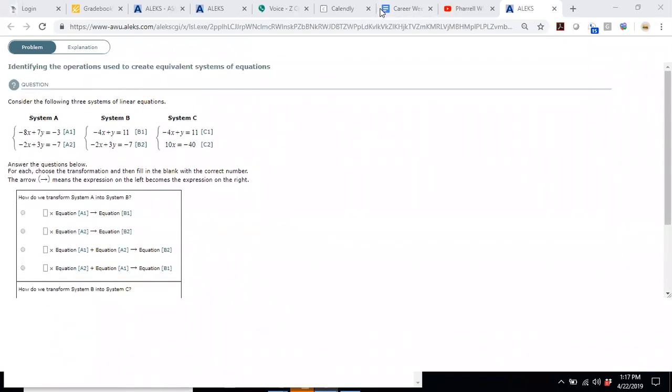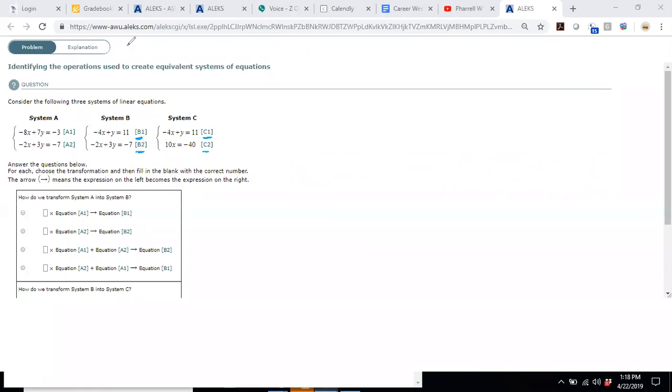Well, let's look at our equations. So B1 and C1 are exactly the same. B2 and C2 are not the same. But as I look, negative 2x needs to become 10x. 3y needs to disappear. Well, I can't make something disappear just by multiplying by it.